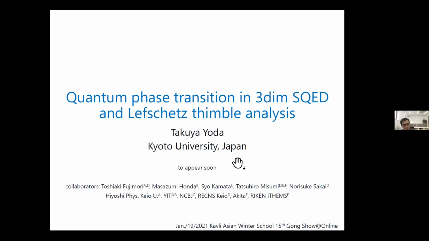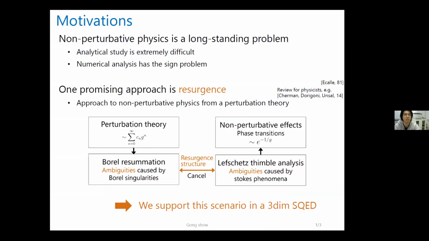So I'm going to talk about quantum phase transition in three-dimensional supersymmetric QED and the Lefschetz thimble analysis. So let me start from the motivations. Non-perturbative physics is a long-standing problem. One of the promising approaches to the problem is resurgence. It is an approach to non-perturbative physics from perturbation theory. It might sound like a contradiction, but actually it is expected to be possible by following this route. There are two keywords: Borel resummation technique and the Lefschetz thimble analysis. So our goal is to support this scenario in three-dimensional supersymmetric QED. So let me introduce this concept.